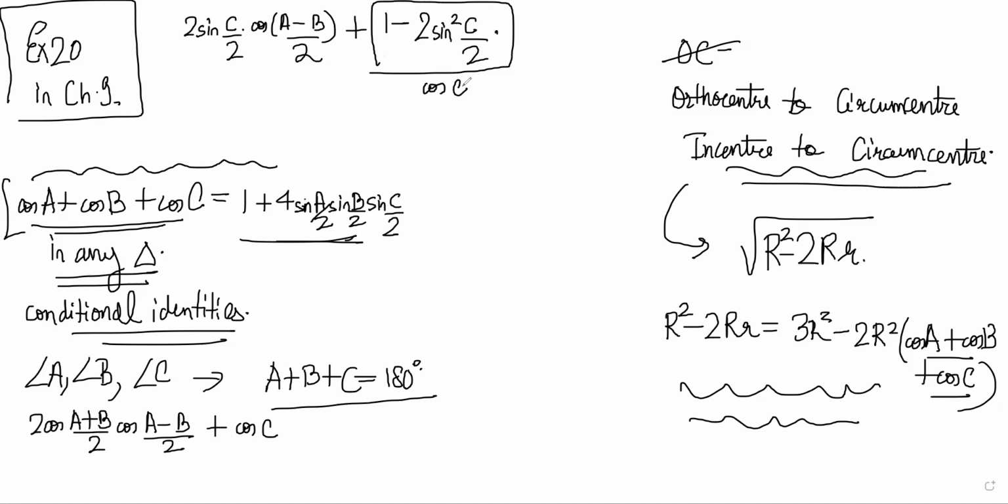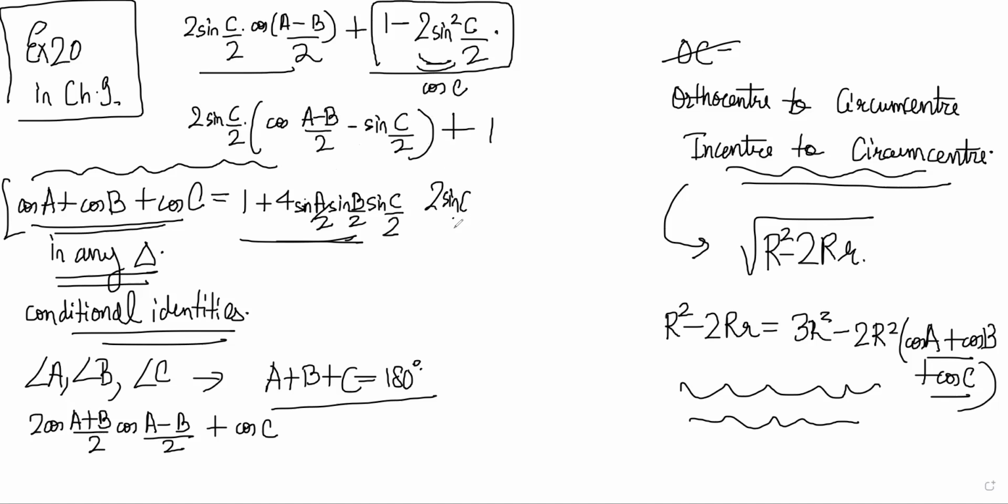Now what you can say is, I will take 2 sine c by 2 common from this term and third term. So 2 sine c by 2 common, you'll get cos of (a minus b) by 2 minus sine of c by 2, and plus 1, right? And now you write c by 2 as 90 minus (a plus b) by 2. So sine of c by 2 will become cos of (a plus b) by 2, right? So you'll get 2 sine c by 2 times [cos of (a minus b) by 2 minus cos of (a plus b) by 2], right? And there is a plus 1 outside.